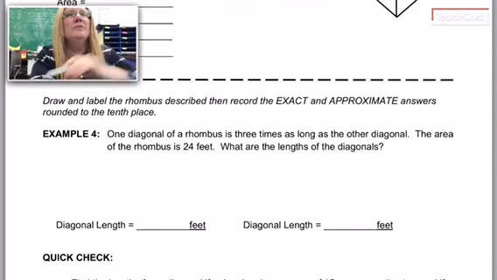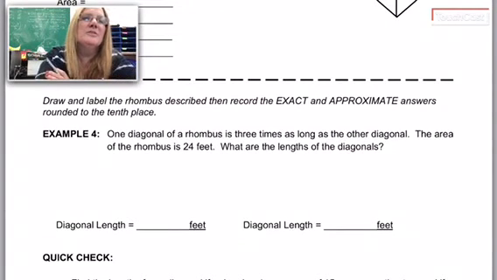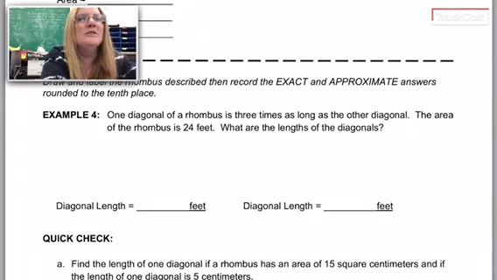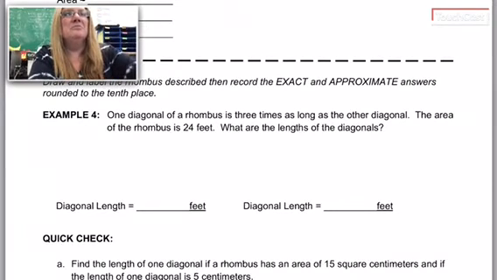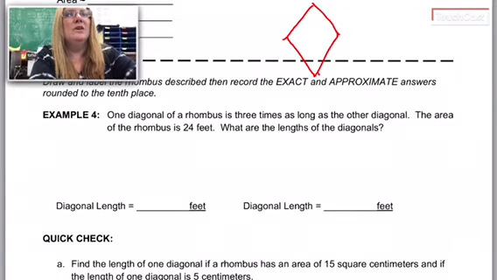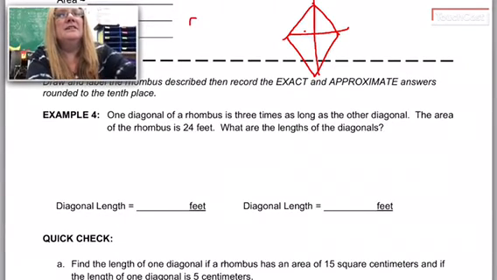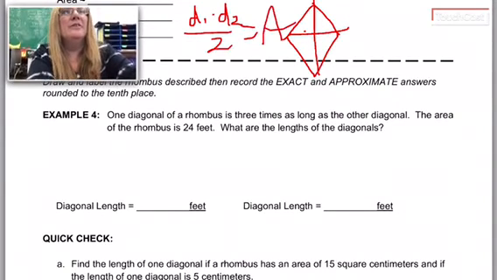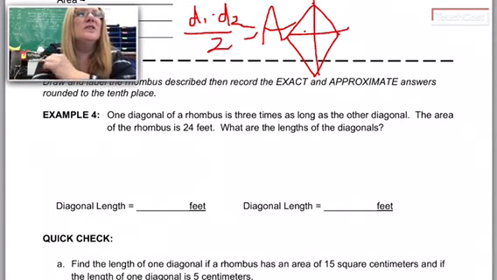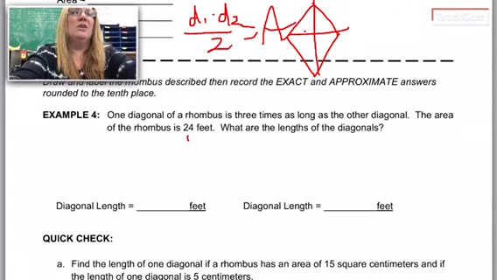All right, draw and label the rhombus described, and then record the exact and approximate answers to the 10th place. This means you can use your calculator, all right? So the diagonal of a rhombus is 3 times as long as the other one. So I have a rhombus, so kind of just draw it. They tell me that one of the diagonals is 3 times the length of the other. Well, the formula is diagonal 1 times diagonal 2 divided by 2 gives me the area. And so what I know about one of the diagonals is it's 3 times as long as the other. So I'm going to call that one 3 times x, and I'm going to call the other one x.